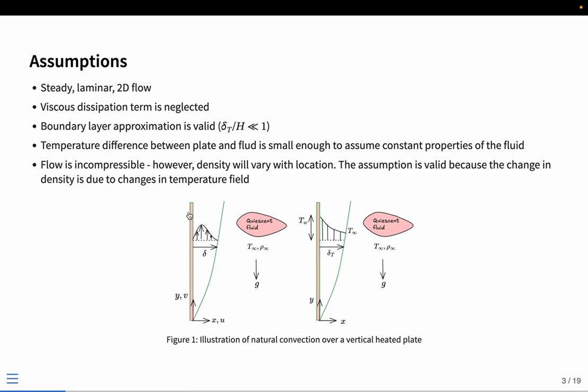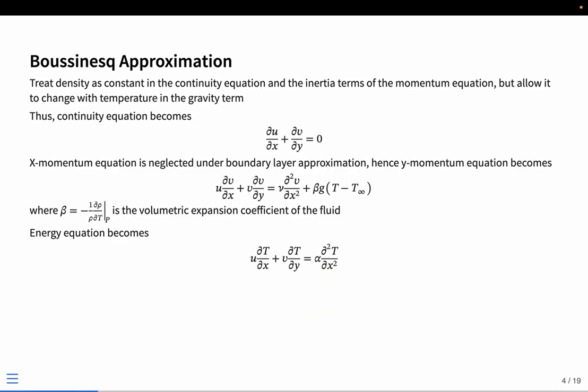The temperature difference between the plate and the fluid is small enough so that we can still assume constant properties of the fluid, except in the momentum equation. That is where the driving force will come into the picture. So that's the next approximation that we are considering. The main idea in this approximation is that you assume density to be constant everywhere. So you will have the same continuity equation, but then we'll have an extra term coming in here. This is basically the source term that you will be getting here. This is basically your buoyancy force term.